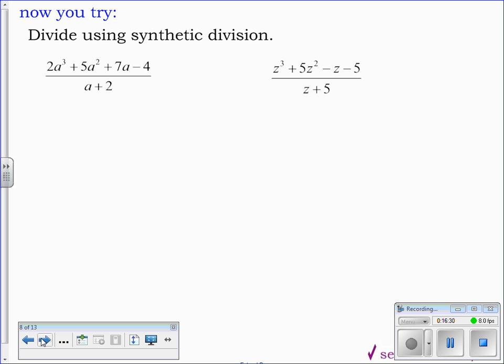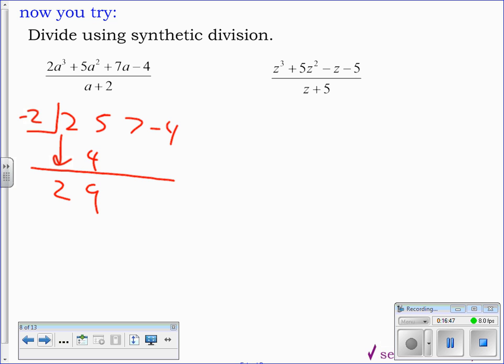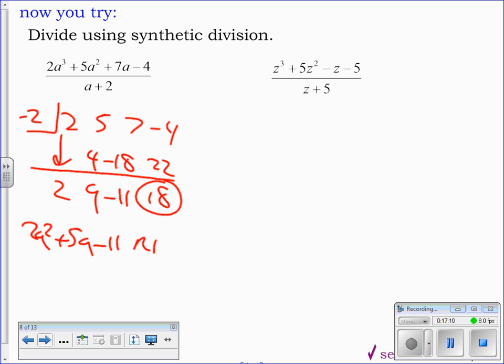So I set up my box, and I have -2, and then I have 2, 5, 7, -4. Draw my line, bring down the first number. -2 times 2, so that's 4. Add, I get 9. Multiply, -18. Add, I get -11. Multiply, that gives me 22. Add, I get 18. That's my remainder. So I get 2a squared plus 5a minus 11 with a remainder of 18.